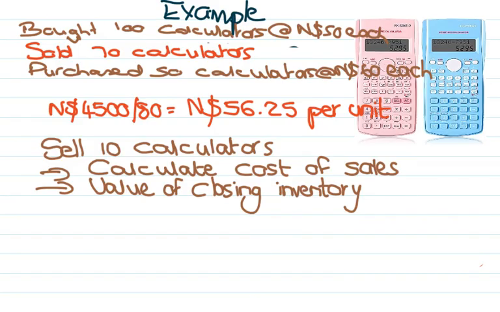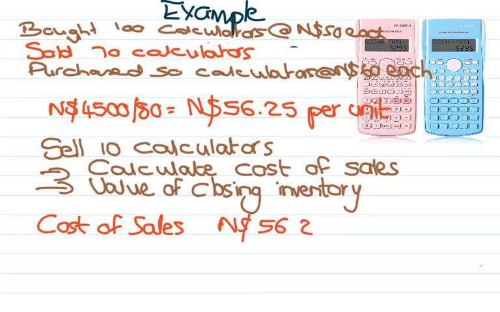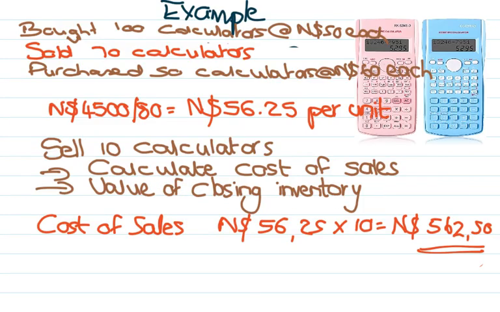Alright, so let's do the first one, and we say cost of sales. We are selling 10 calculators, and what is the value of a calculator? We said the value of a calculator is 56.25, and I'm selling 10. So the cost of sales is then 562.50. My cost of sales for 10 calculators is then 562.50.